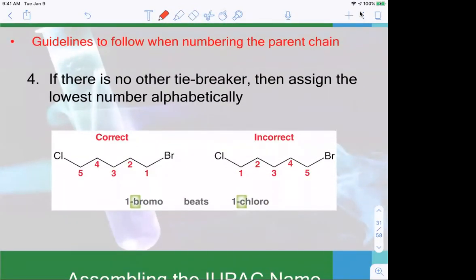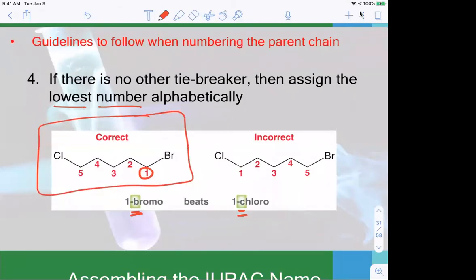If there is no other tiebreaker and I have a tie, I'm going to assign the lowest number alphabetically. So if I put bromo, which has a B, as carbon number 1, that's going to be chloro, which has a C, as carbon number 1. So this would be the correct numbering.